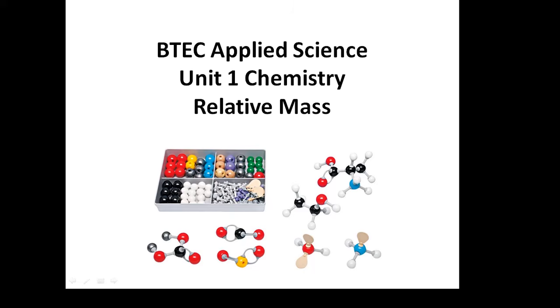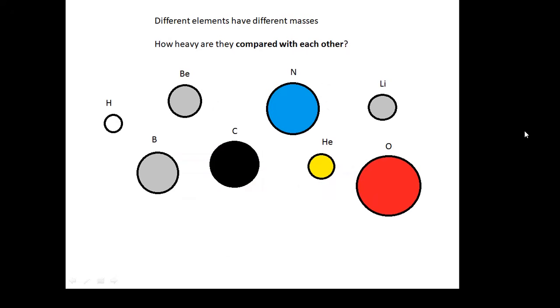BTEC Applied Science, Unit 1 Chemistry, Relative Mass. Now, different elements have got different masses. Because they've got different numbers of protons and neutrons, they have different masses. A hydrogen atom has a very, very small mass. Something like a uranium atom, its mass is much, much bigger. Now, how heavy are they compared with each other?